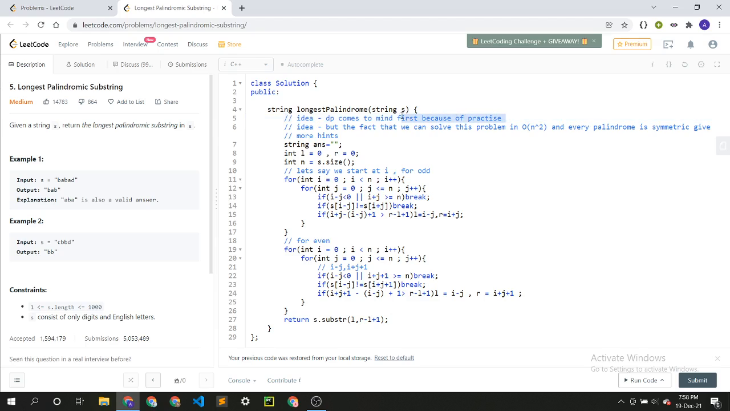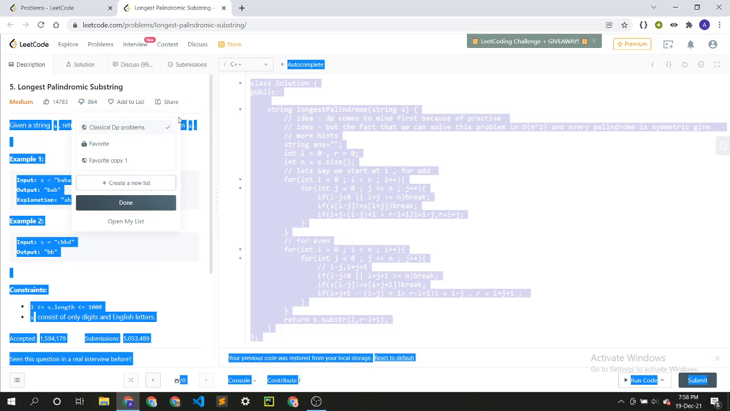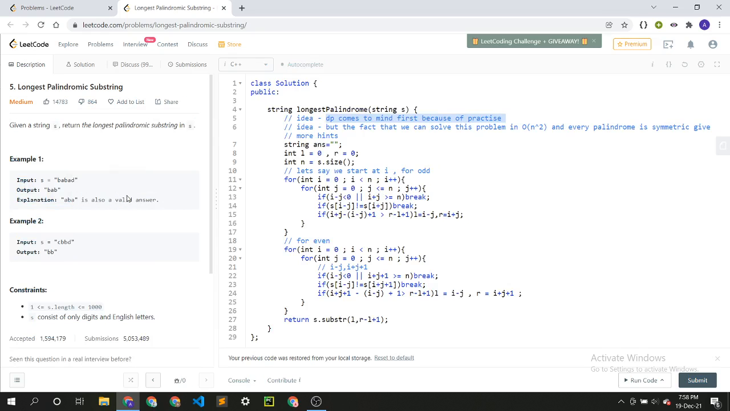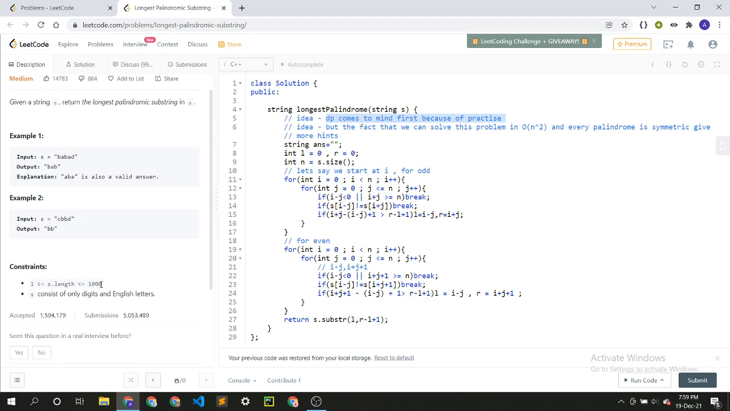The first idea which comes to our mind is DP, because we have solved a lot of DP problems. And yes, it is actually also a DP problem, but we can solve it without DP and without using extra memory, given the constraints of 10 power 3, which means that we can solve it in O(n square), and every palindrome is symmetric.